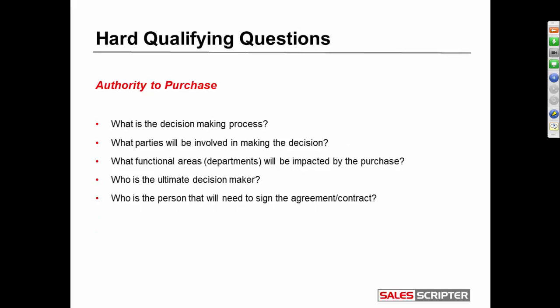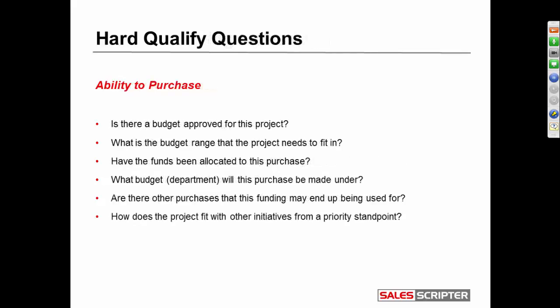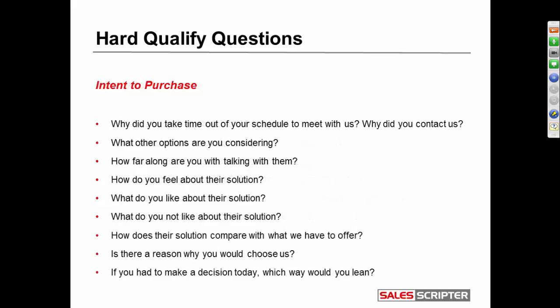The authority to purchase, this is determining if the person has the power. So what's the decision-making process? That's good for corporations, but even if you're selling to a husband and wife, hey, how do you guys make decisions? You can find out which spouse is the person who makes decisions, what parties are involved, who's the ultimate decision maker. So, good authority questions there. Ability to purchase: is there a budget approved? Is there a budget range you're trying to stay within? So, good funding type of questions.